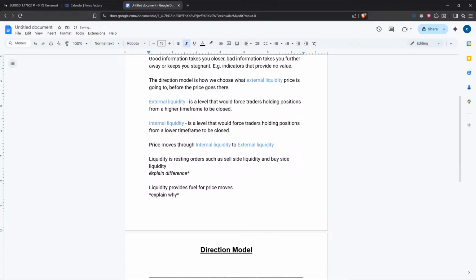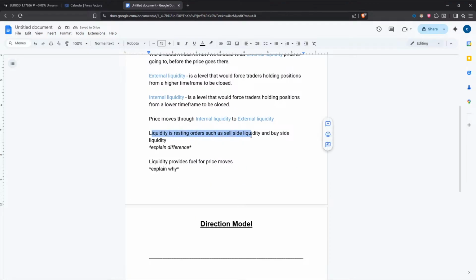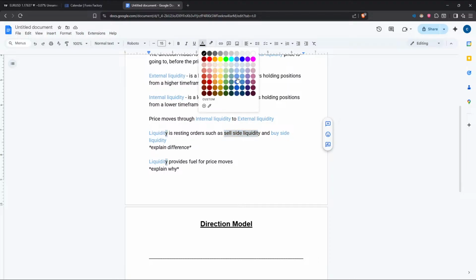Okay, so I don't know how I made it italic. Anyway, liquidity is resting orders. I like that. Sell side liquidity, buy side liquidity. This is just basically a spam of keywords. And then we can put liquidity. Let's make that blue. Oh, of course, dude. How am I missing a letter every time?